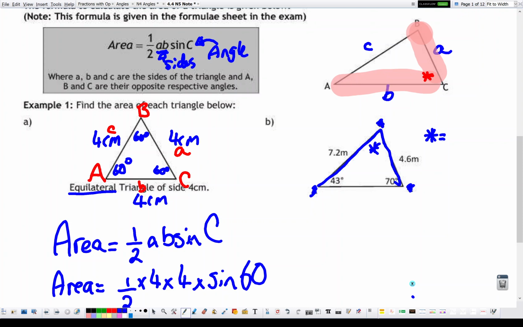180 minus 70 minus 43. You're all telling me 67, so I'm guessing that's right. That's correct. Okay, so that missing angle is 67 degrees. So what I'm going to do is in my diagram, I'm just going to mark that angle in there as 67 degrees.